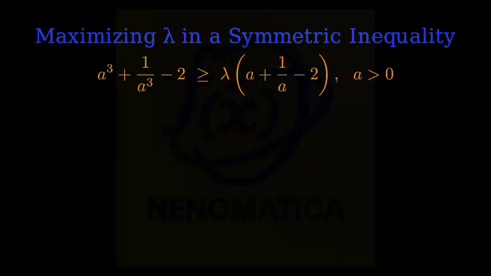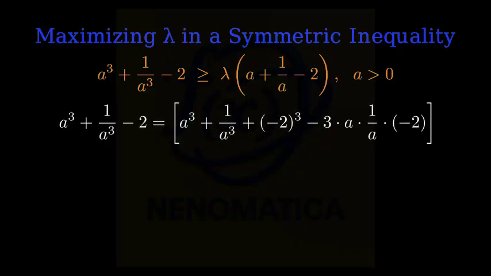Step 1. We will rewrite the left side, so it fits the identity for a cubed plus b cubed plus c cubed minus 3abc. Notice, a cubed plus 1 over a cubed minus 2 can be written as a cubed plus 1 over a cubed plus negative 2 cubed minus 3 times a times 1 over a times negative 2. This is exactly the left side of the identity with a equal to a, b equal to 1 over a, and c equal to negative 2.